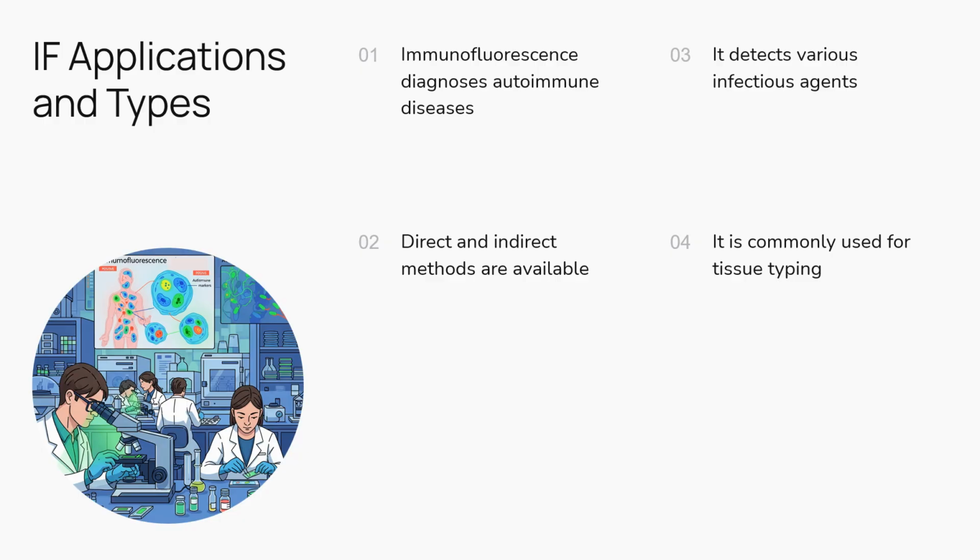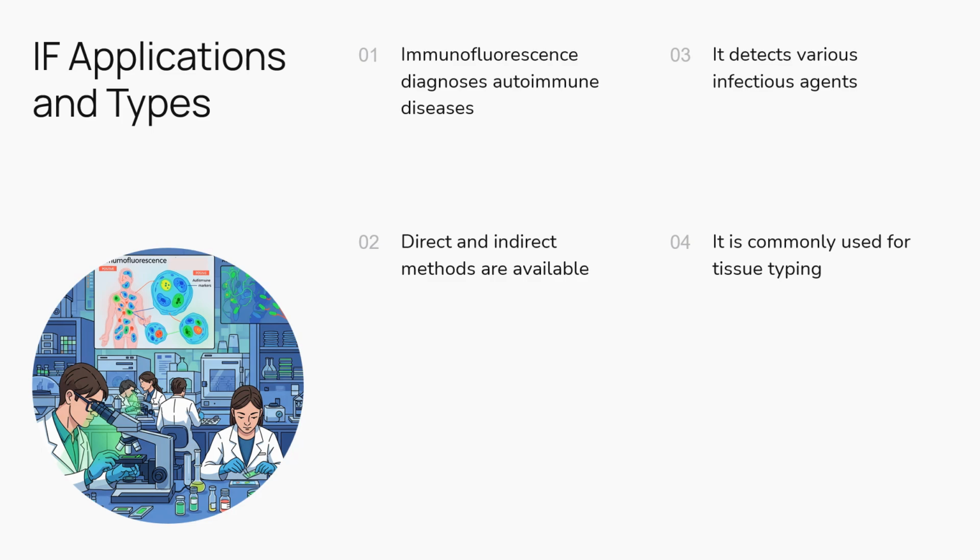There are different types of immunofluorescence. We have direct immunofluorescence. This is where a labeled antibody binds directly to the antigen. This is faster and has less background noise. And then you have indirect immunofluorescence. This uses an unlabeled primary antibody and a fluorescent secondary antibody. This is more sensitive due to signal amplification.